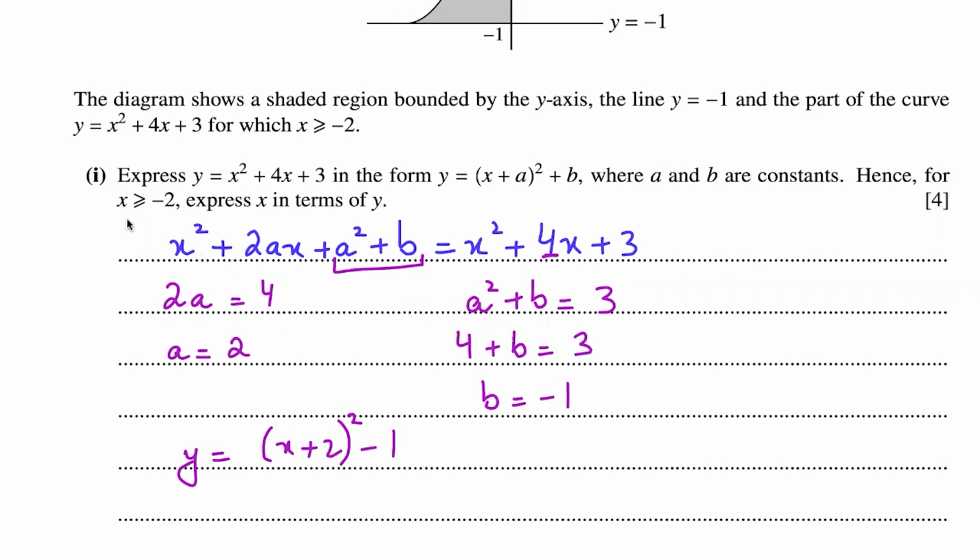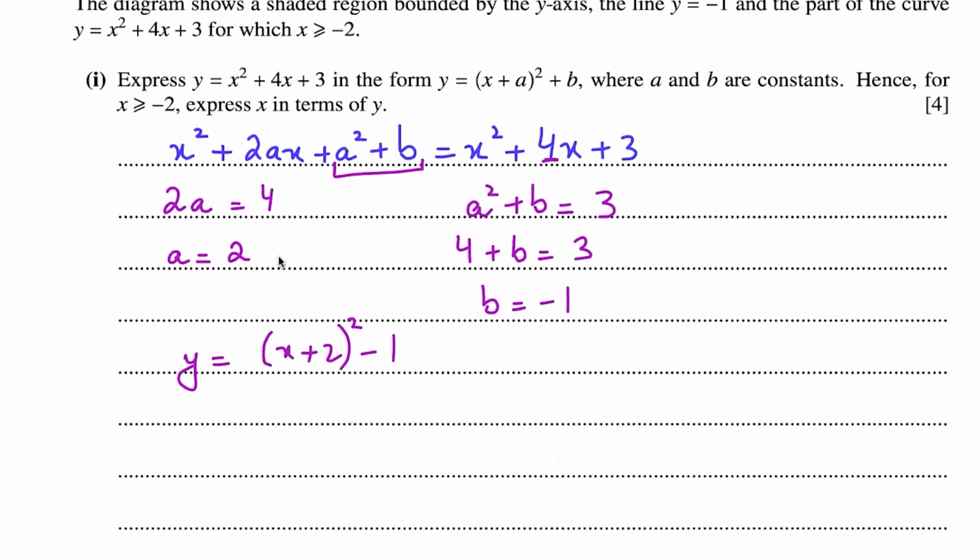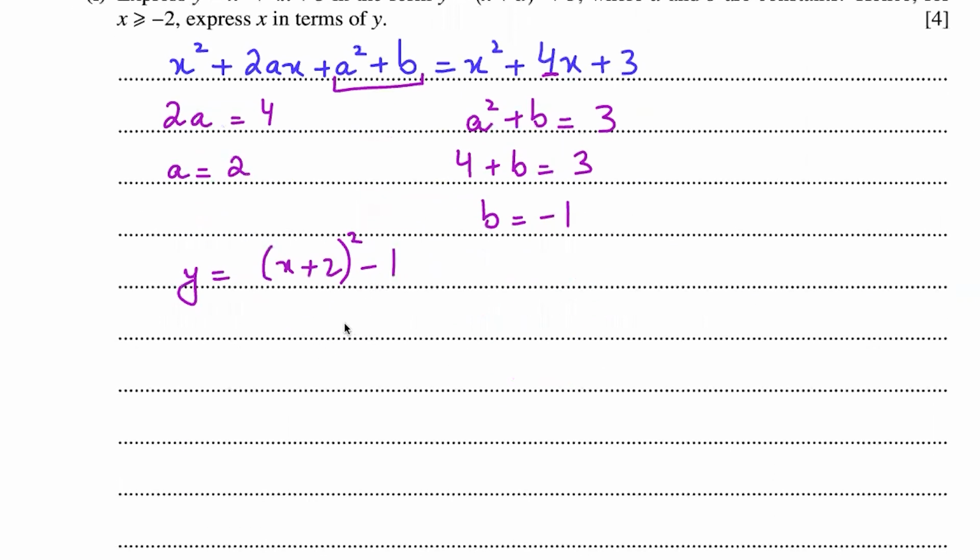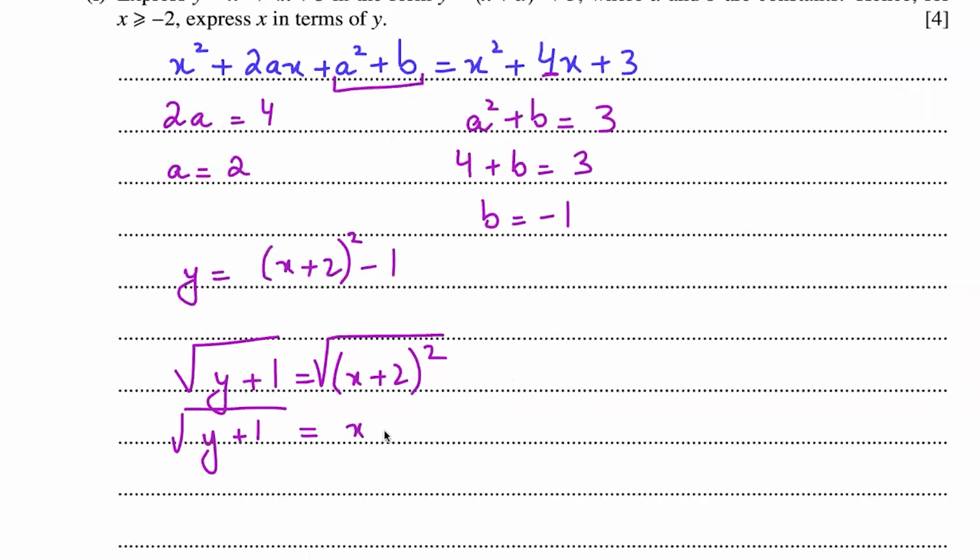Hence for x greater than or equal to minus 2, we have to express x in terms of y. First we'll take the 1 to the other side. So this will become y plus 1 equals (x plus 2) whole squared. Taking square root on both the sides, we have square root of y plus 1 equals x plus 2. So x equals square root of y plus 1 minus 2.